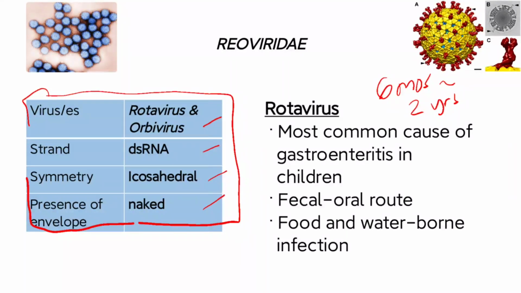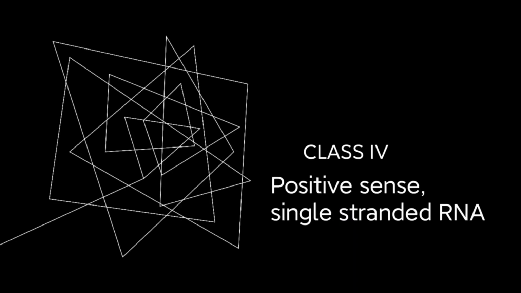Okay, take note of that, no? So rotavirus, most common cause of gastroenteritis in children ages 6 months to 2 years. And then fecal oral route to, and makukuha yan from contaminated food and waterborne infection. And that's it. Tapos na agad yung class 3. So, class 4 na tayo.